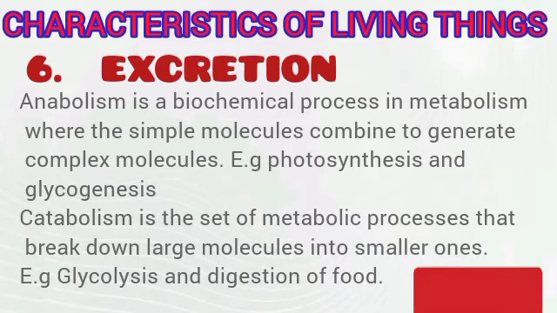Examples of anabolism include photosynthesis, where smaller molecules are used to build carbohydrates, or even glycogenesis, where glucose, a smaller molecule, is used to build glycogen. One example of catabolism is glycolysis.